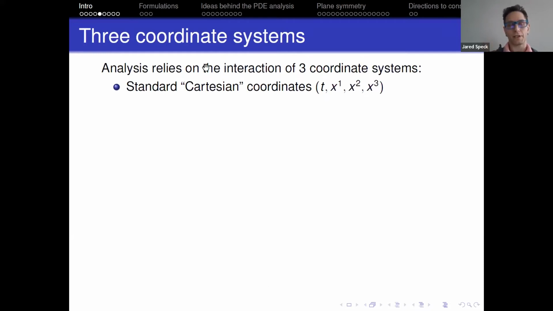So the first is the standard Cartesian coordinates. Cartesian, that's the proper language if you're talking about non-relativistic flow. If you're talking about relativistic Euler, then you should think that these are rectangular coordinates on Minkowski spacetime.